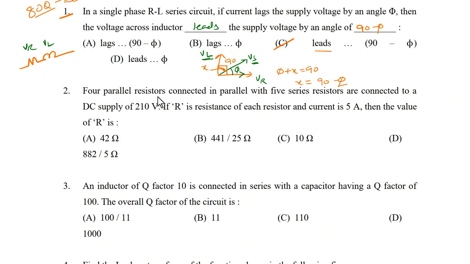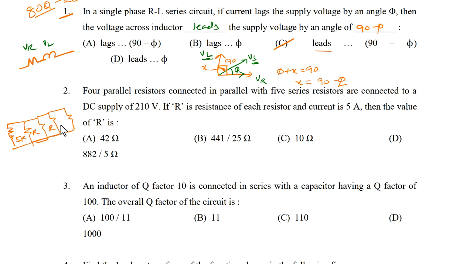4 resistors connected in parallel with 5 resistors in series. Understand the question here. 4 parallel resistors means 1 here like this, here we have 2, here we have 3, and here we have 4. So these are the 4 parallel resistors, connected in parallel with 5 series resistors. That means here we have the series resistance 5R like this.